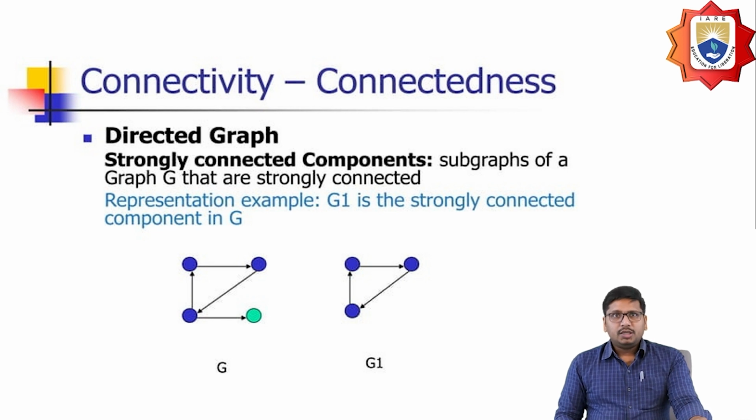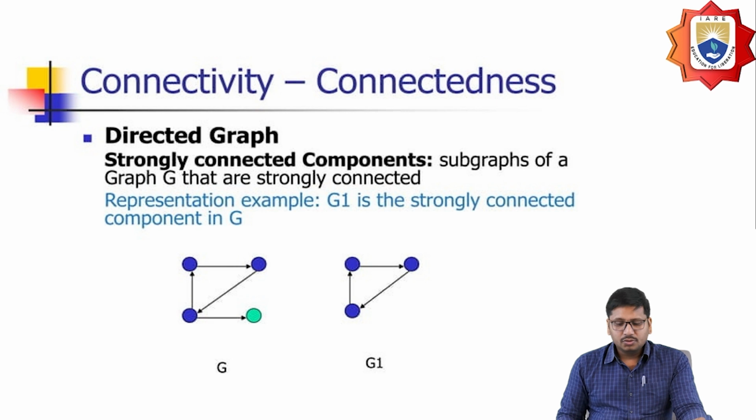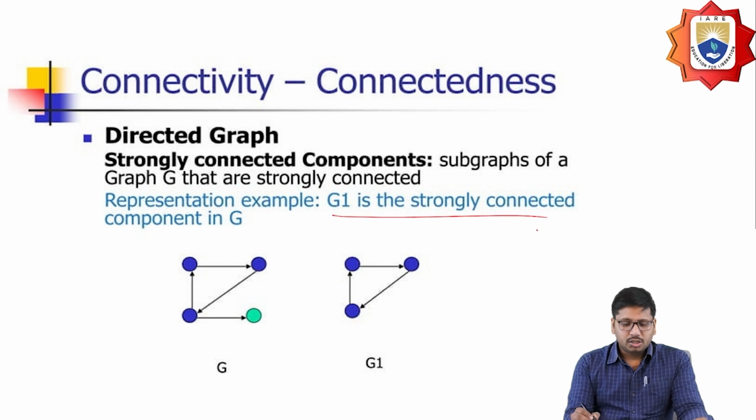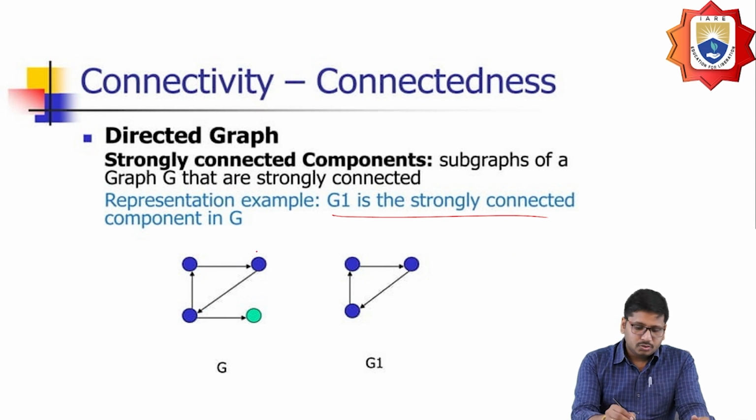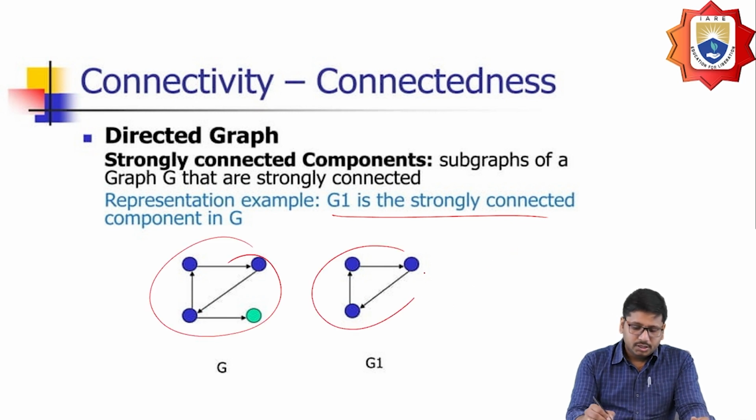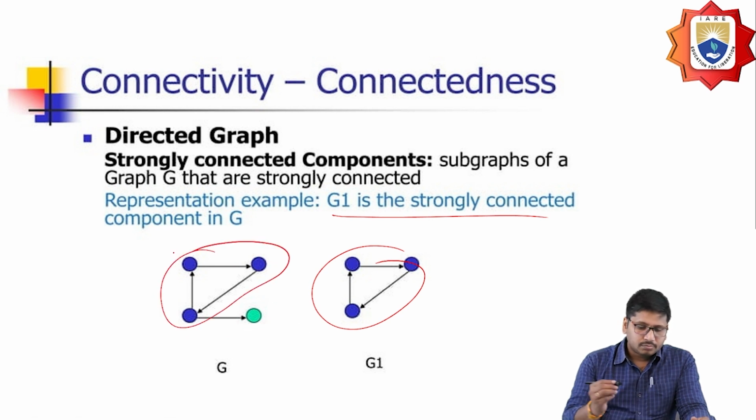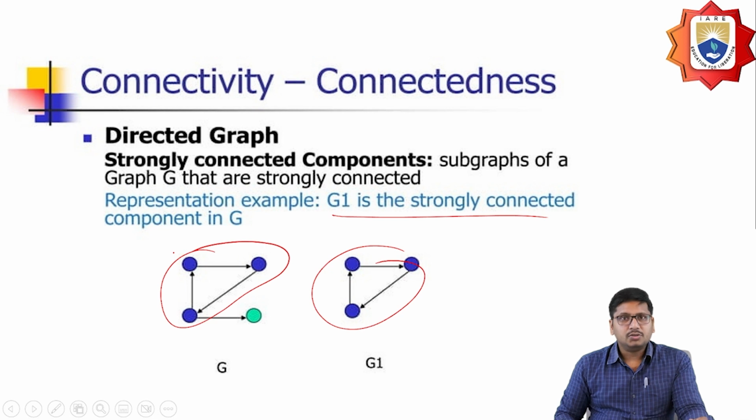How can I say that a directed graph has strongly connected components? These are the subgraphs of the graph that are strongly connected. The representation is that G1 is a strongly connected component in G. So in this graph, G1 is a part of it that exists here.